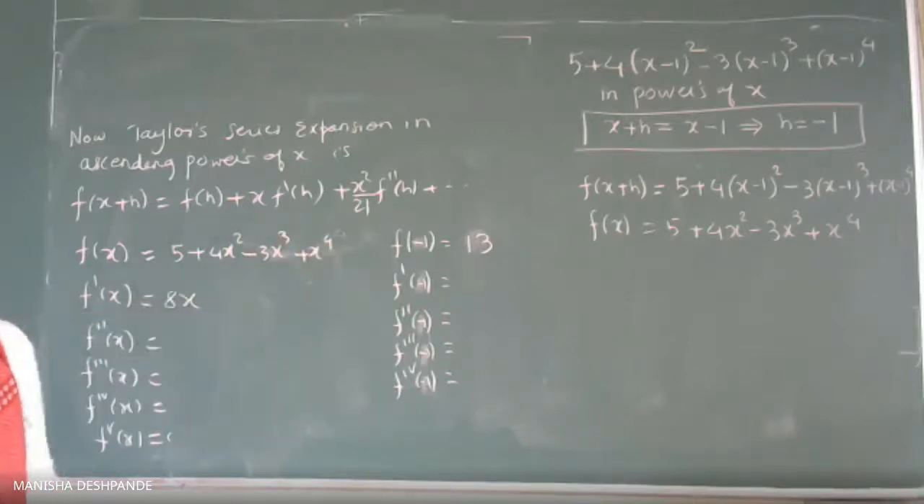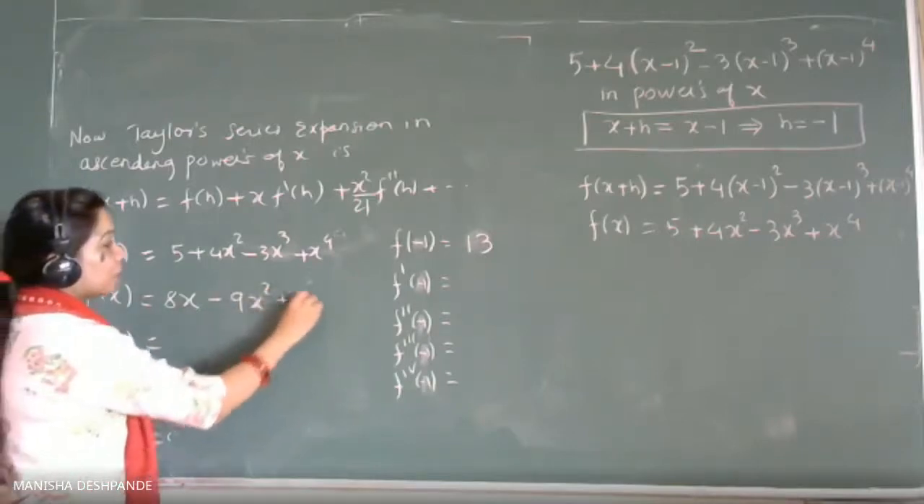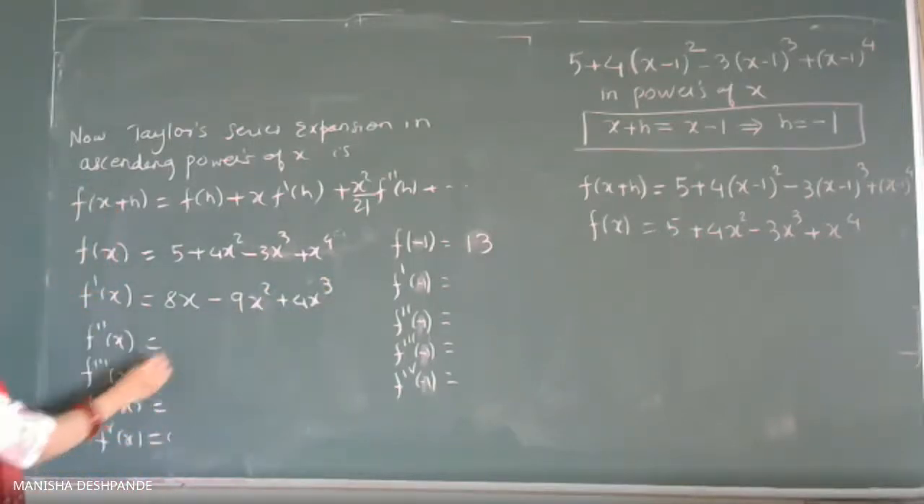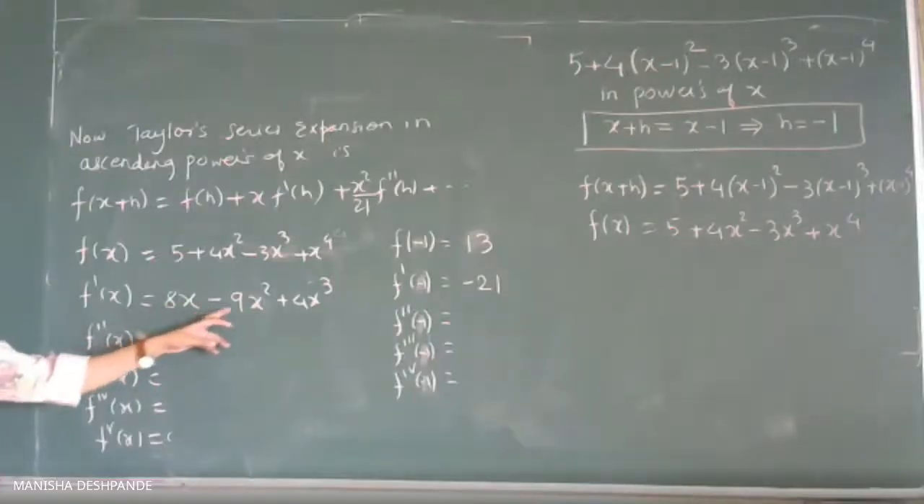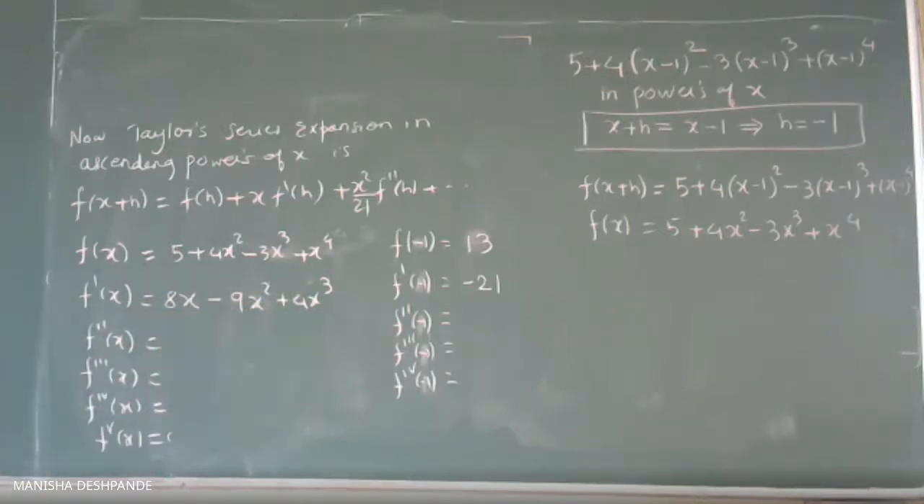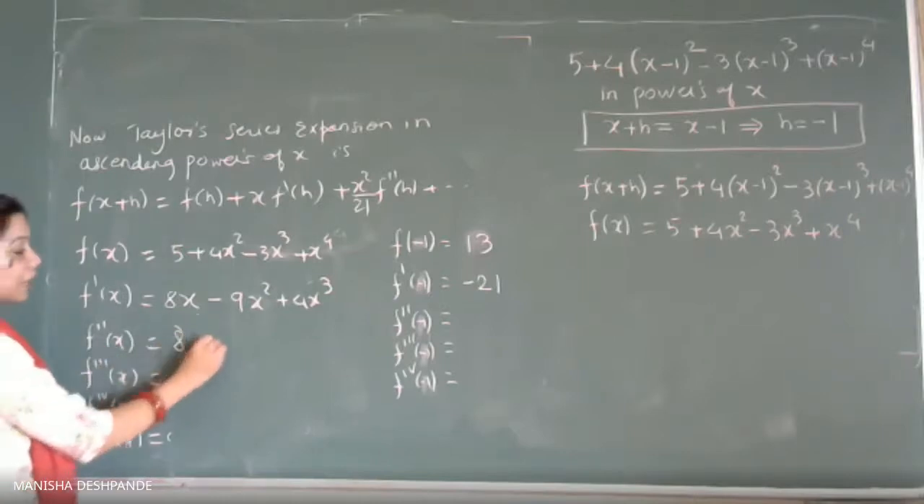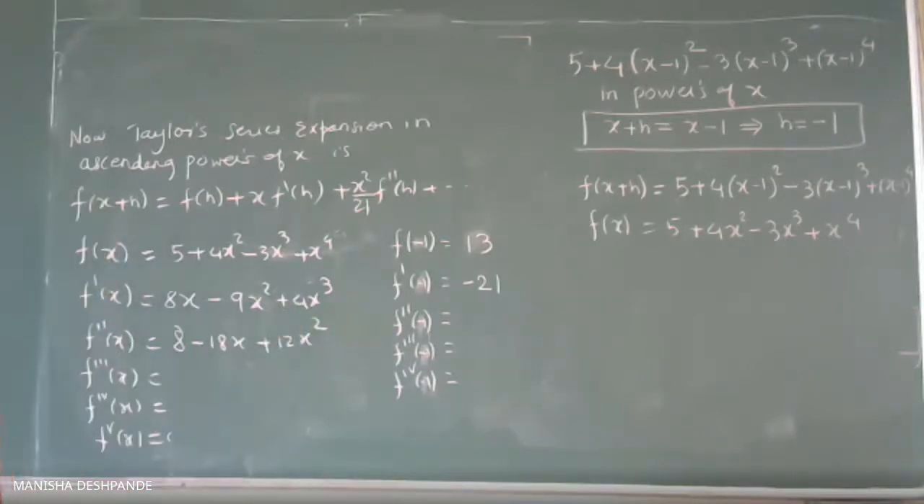Then f dash will be 8x minus 9x square plus 4x cube. Then it is minus 13? Minus 21. So it is minus 8 minus 9 is minus 17 and minus 4, that is minus 21. That's right. Then f double dash is 8 minus 18x plus 12x square. Don't be in a hurry, it is minus. So minus cube is on its own minus. If there is a minus sign outside, it will become plus. So be careful about that. So 8 minus 18x plus 12x square.